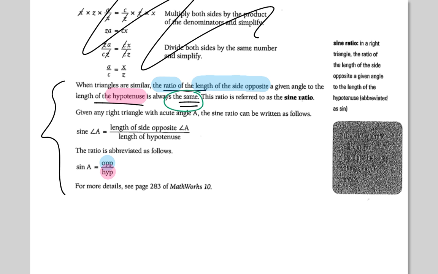So what does it mean to always be the same? Well, we're going to come up with this mathematical relationship called the sine ratio. And the sine ratio is abbreviated SIN. Do not call it sin, it is sine. It relates the opposite side of an angle to the hypotenuse. And if the angle is the same, that ratio will always be the same.